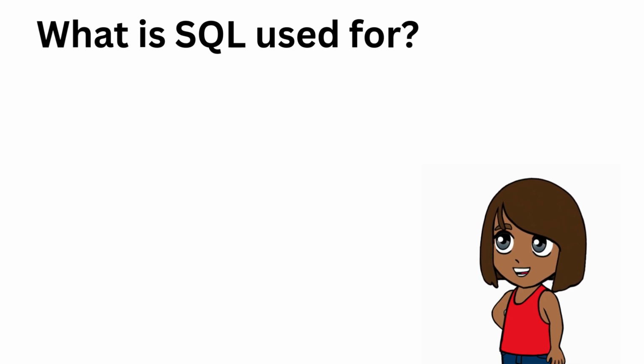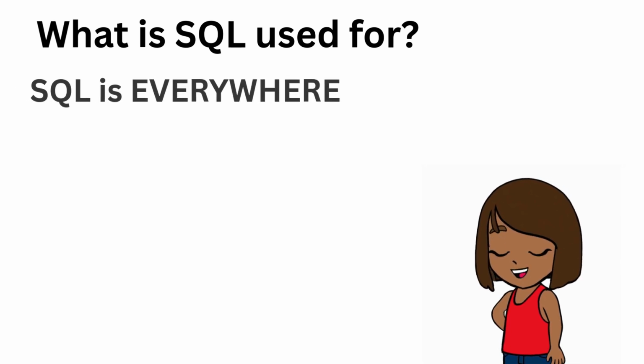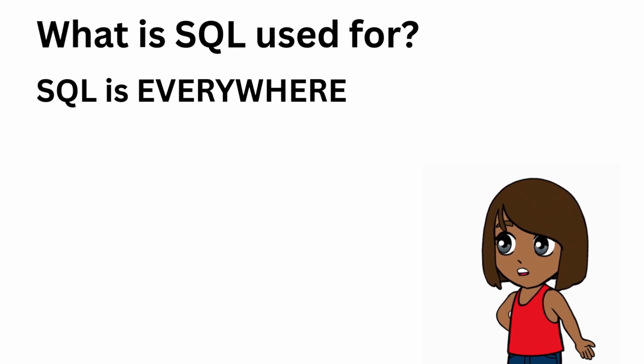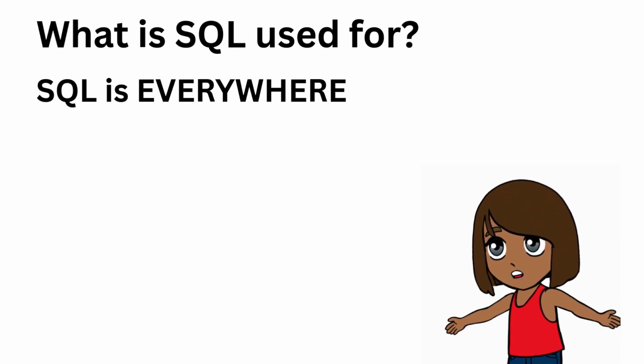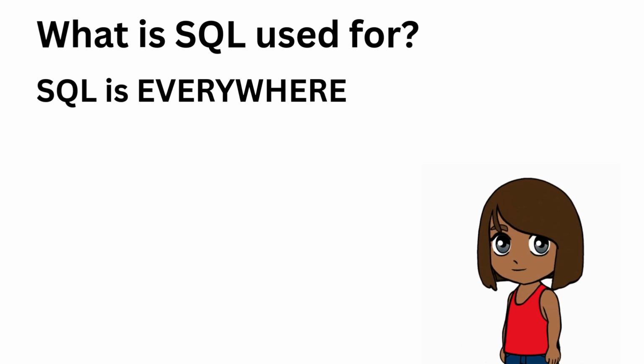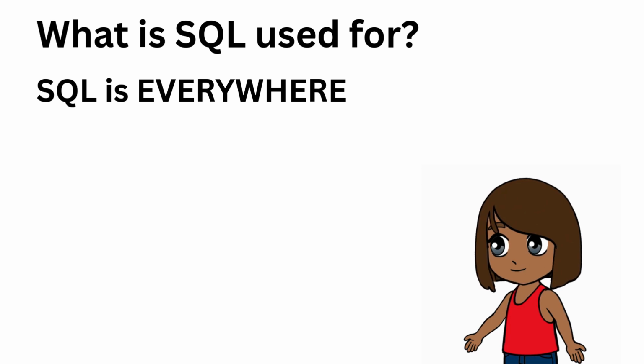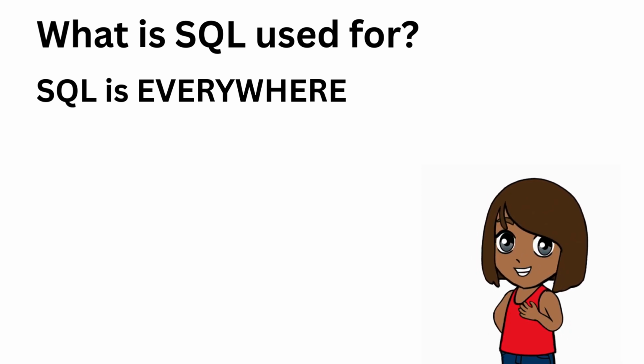So what exactly is SQL used for? SQL is used everywhere. Any app or website that stores data probably uses a database, and that database is usually queried with SQL. Some examples are when you log into Instagram, buy something on Amazon, or check your bank account. SQL is being used behind the scenes to fetch and update that data.